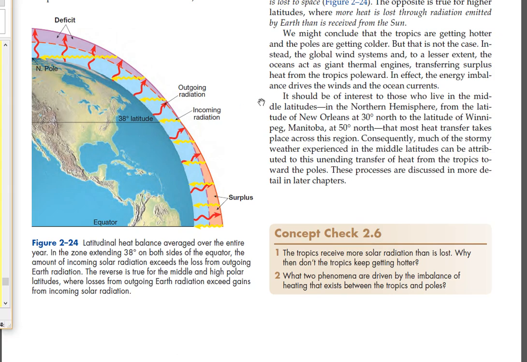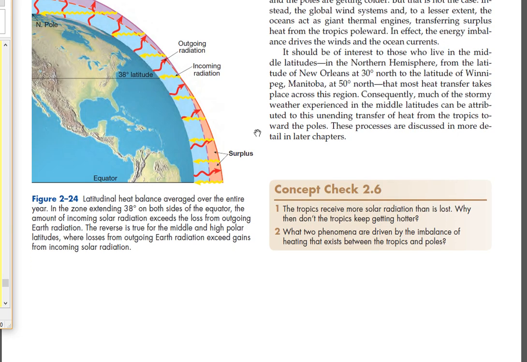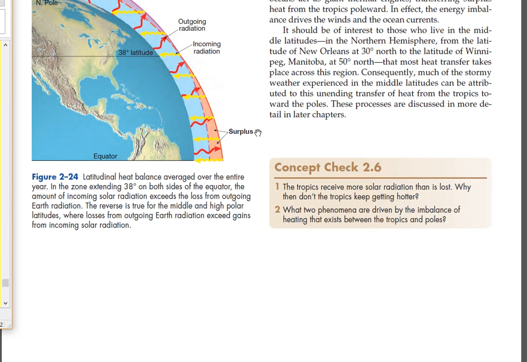It should be of interest to those who live in the middle latitudes, in the northern hemisphere, from the latitude of New Orleans at 30 degrees north to the latitude of Winnipeg, Manitoba, at 50 degrees north, that most heat transfer takes place across this region. Consequently, much of the stormy weather experienced in the middle latitudes can be attributed to this unending transfer of heat from the tropics toward the poles. These processes are discussed in more detail in later chapters.